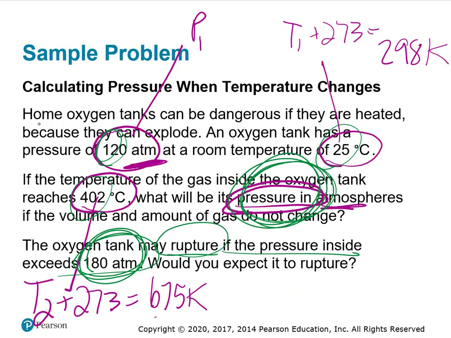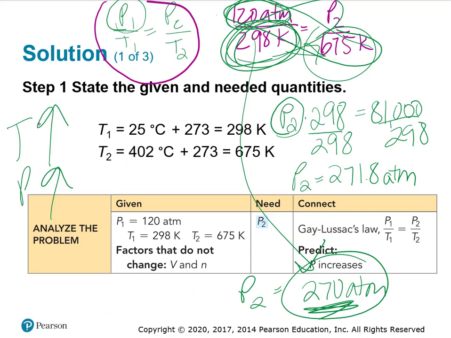This is 270. It wants to know, will that rupture? Well, it said that it could rupture if it was greater than 180. So yes, it definitely is at risk of blowing up that tank.